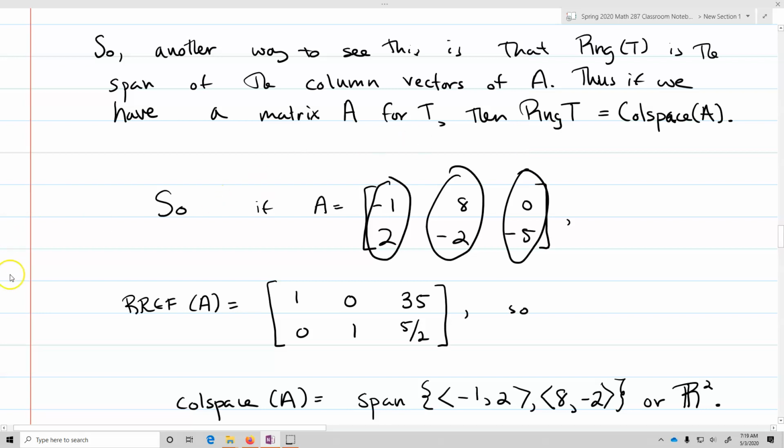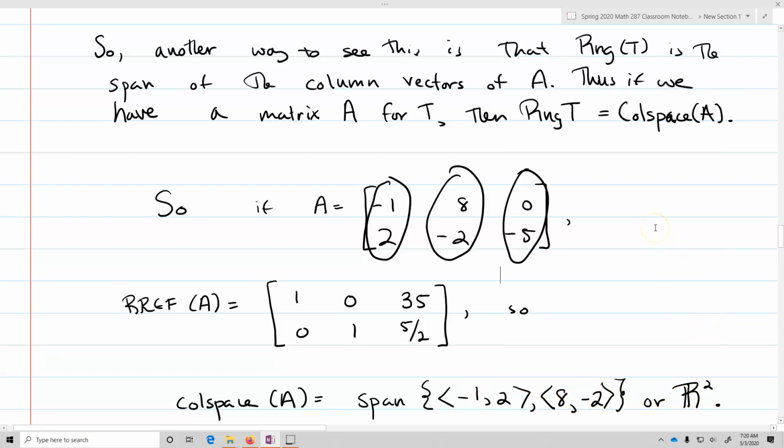So if I go in here and I row reduce, I take the RREF of A, I've got a pivot here and a pivot here. And by our definition of column space, that means that negative 1, 2 and 8, negative 2 make up a basis for our column space. So our column space is actually the span of these two vectors. What is the span of two linearly independent vectors? It's all of R2.